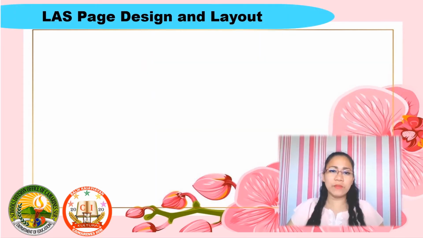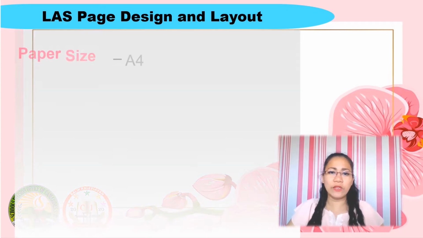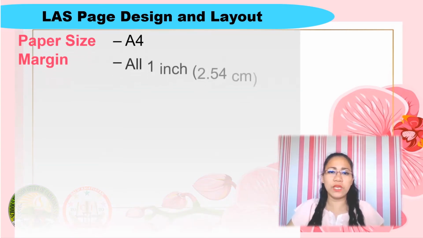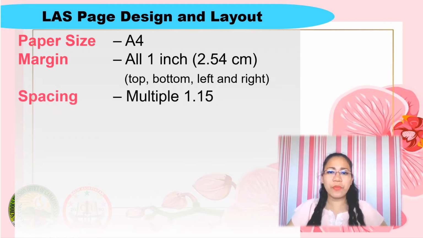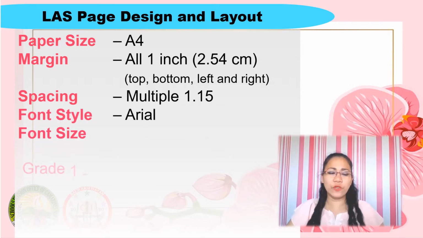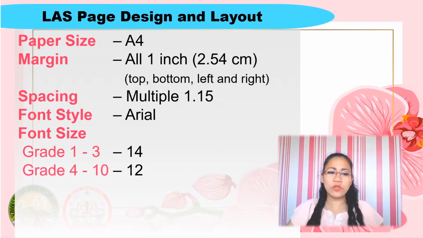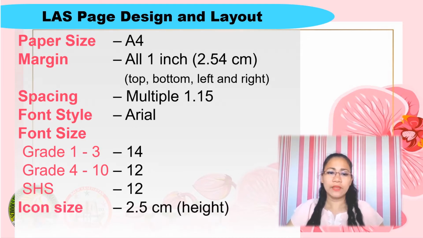For the learning activity sheet, page design and layout, the paper size should also be A4 with a margin of 1 inch or 2.54 on all sides. The sentence and paragraph spacing is multiple at 1.15. The font style is Arial with a font size of 14 for grade 1 to 3, 12 for grade 4 to 10, and 12 also for the senior high school. Then, the size of the icon is 2.5 cm in height.